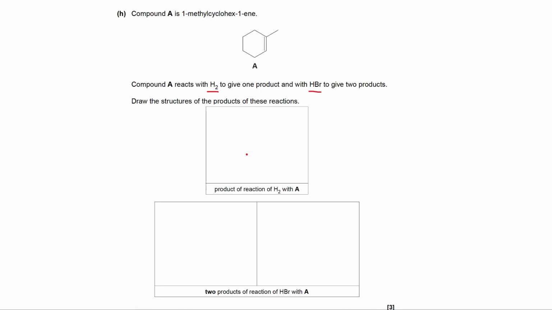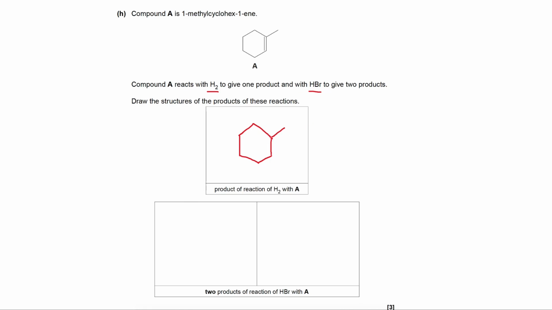So your product is going to be a saturated product. Okay, and remember we are adding hydrogen, so a hydrogen atom across to each carbon in that double bond. So this here is the product.